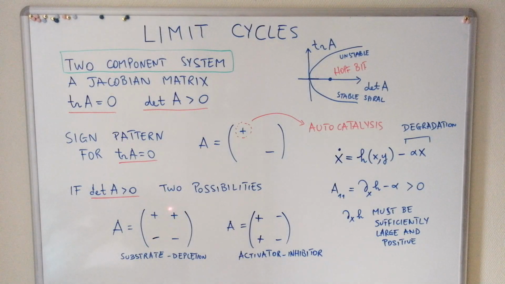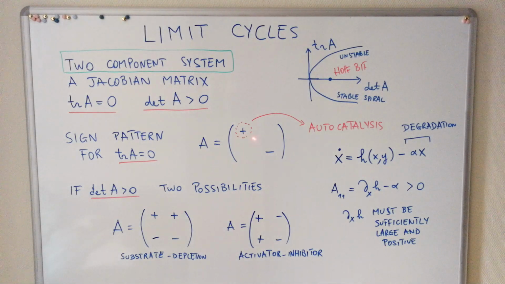And therefore there are only two sign patterns, so I can complete the sign patterns of my matrix in the following way. If I have a plus sign here, I must have a minus sign, or if I have a minus sign here, I must have a plus sign here. This is called a substrate depletion sign pattern, and this is called the activator inhibitor sign pattern. And the reason for this will become clear a bit later. So there are two sign patterns.